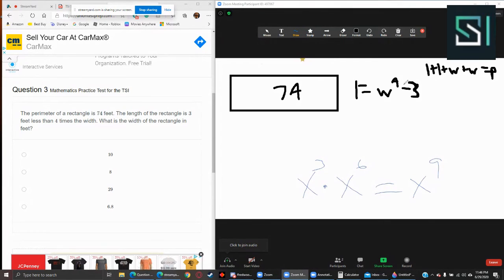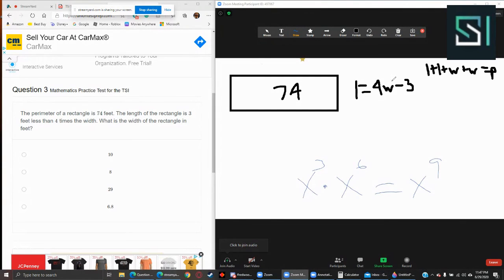I think this is right. The length of the rectangle is 3 feet less than 4 times the width. So 4W minus 3 basically, right? L equals 4W. Just rewrite it. Always put the number first. The coefficient comes first. Coefficient meaning the number. So L equals 4W minus 3.